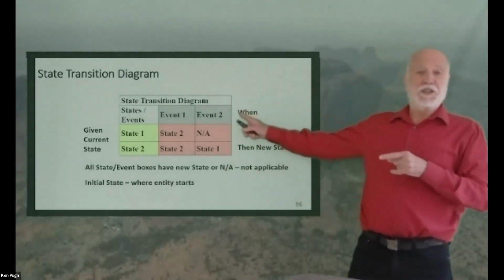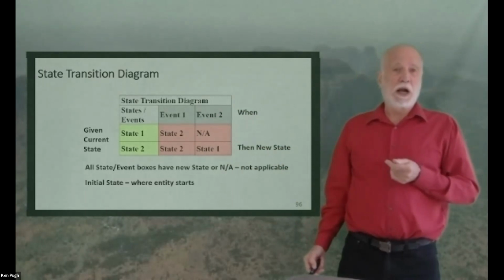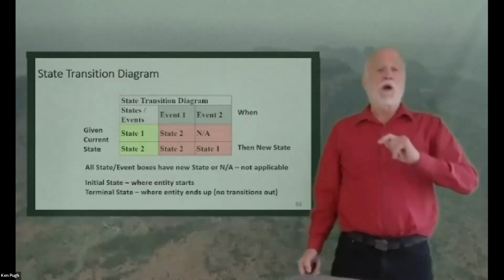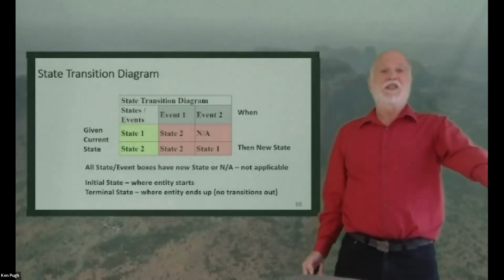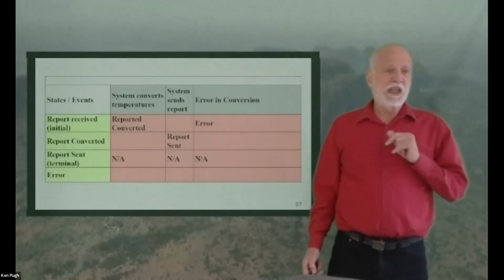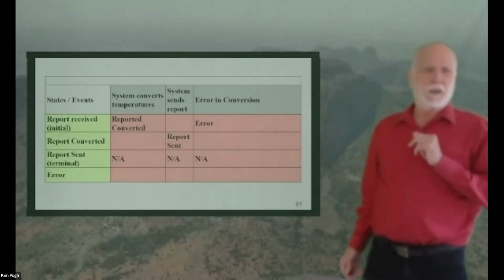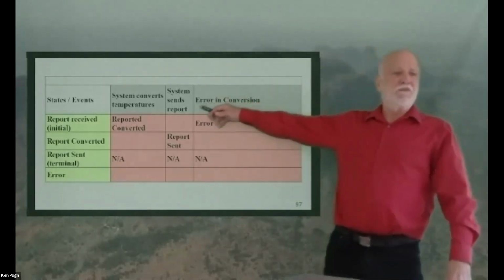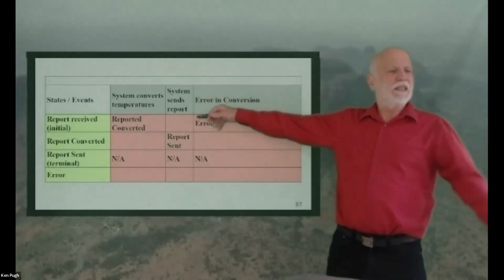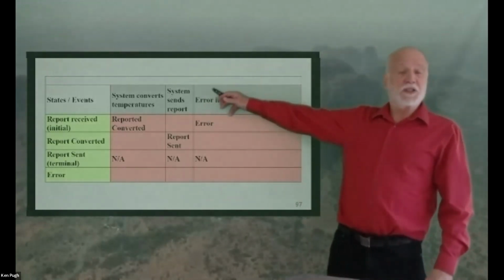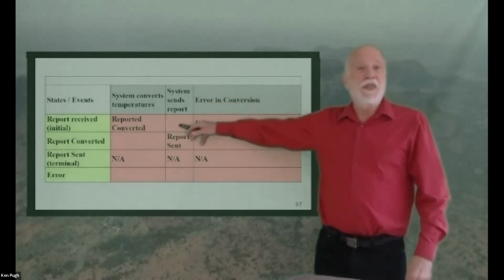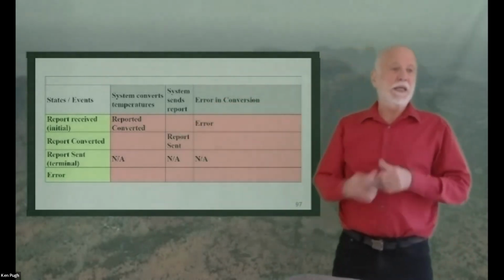So we have an initial state where we start out in, and we have a terminal state, which is we're never going to get out of there. We have no transitions out of it. So let's just give an example, a quick example here. Here we have a report received. That's our initial state. We just got into it. The system converts the temperatures, and then we go to report has been converted.